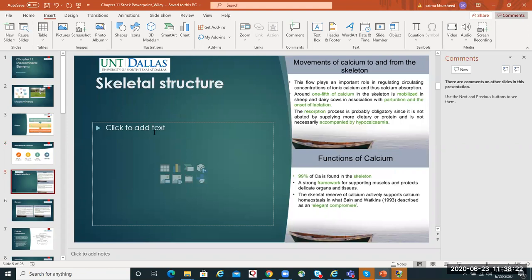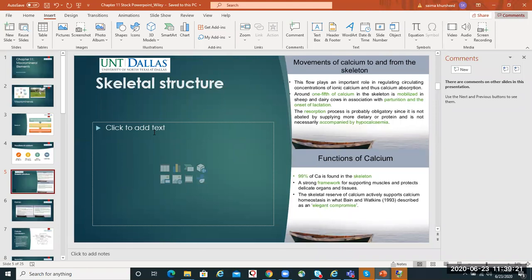So skeletal structure, and how the movement of calcium to and from the skeleton occurs. The skeleton plays an important role in regulating circulating concentration of ionic calcium and thus calcium absorption. Around 1/5 of calcium in the skeleton is mobilized in sheep and dairy cows in association with parturition and the onset of lactation. The resorption process is probably obligatory since it's not abated by supplying more dietary calcium and is not necessarily accompanied by hypocalcemia. 99% of calcium is found in the skeleton, providing a strong framework for supporting the muscles and protecting the delicate organs and tissues. That's the major function of calcium.